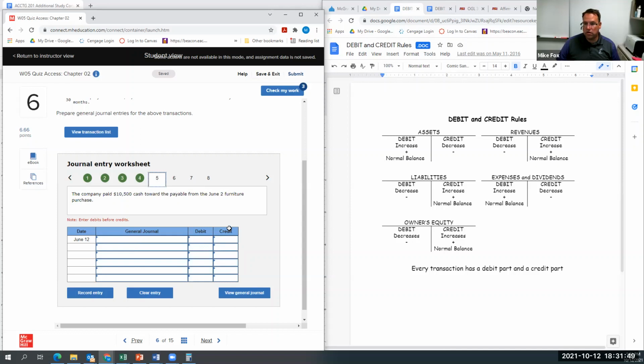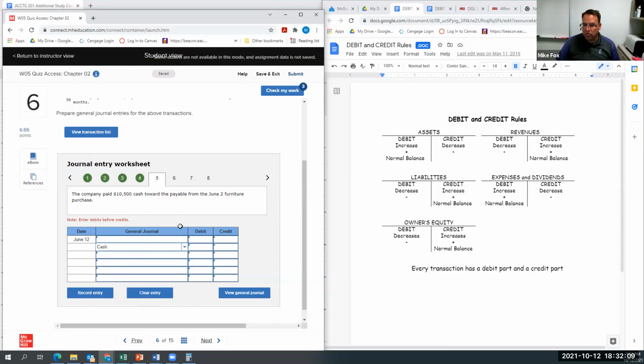Let's see. The company pays $10,500 cash toward the payable from the June 2nd furniture purchase. So we know if they're paying money, that means their cash is going to go down. And since cash is an asset, that will be our credit, is the reduction in cash.